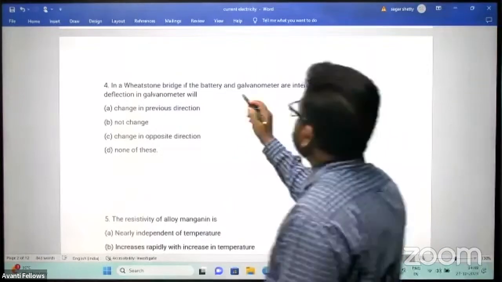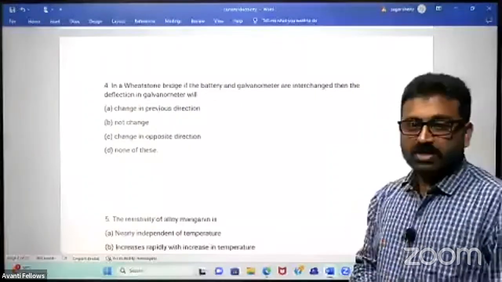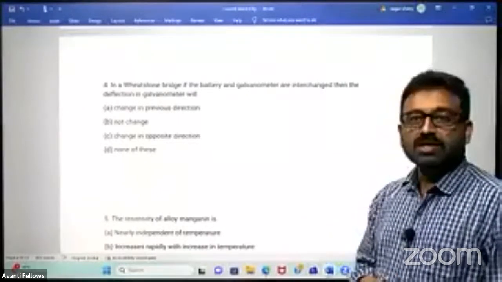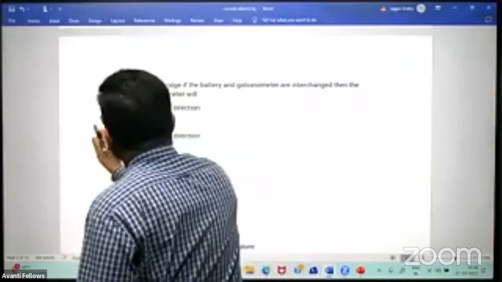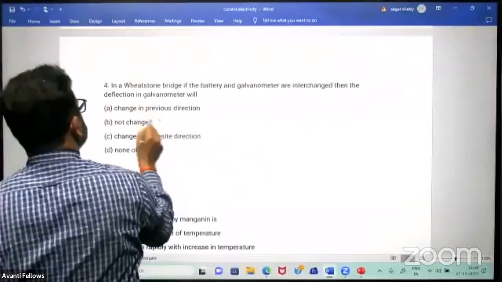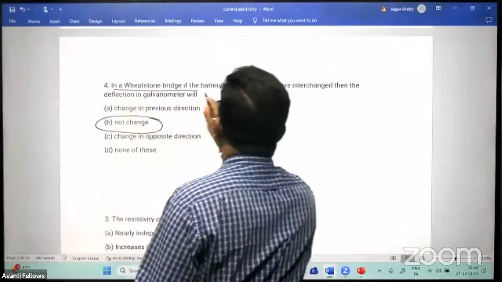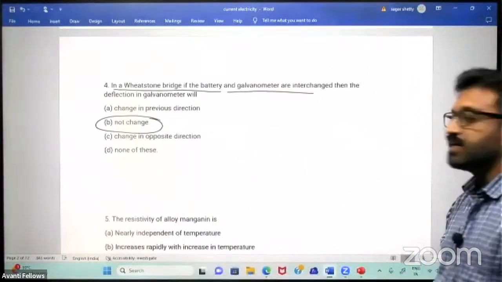This is a tricky question. In a Wheatstone's bridge, at the balance condition, if battery and galvanometer are interchanged, nothing will happen. No change will be there. But here it is not written. It is simply written as in a Wheatstone's bridge if the battery and galvanometer are interchanged. It's a tricky question.